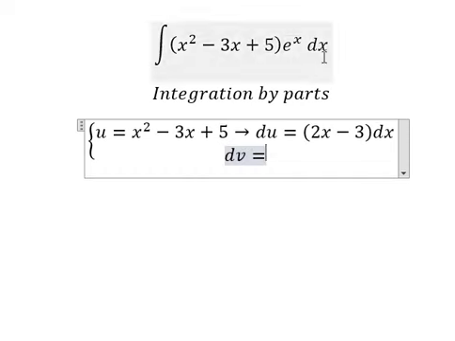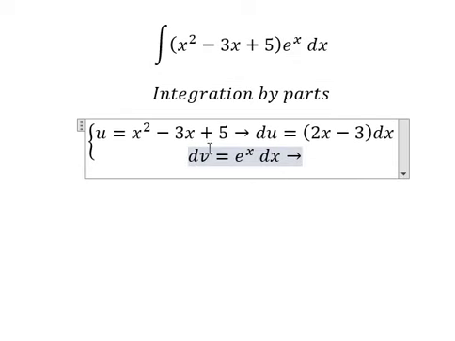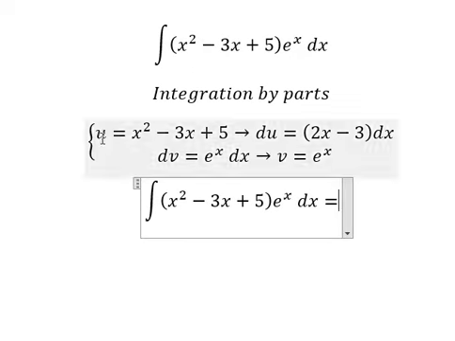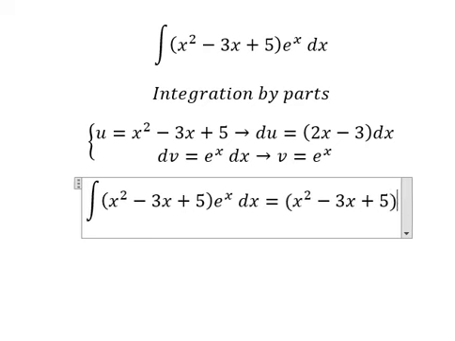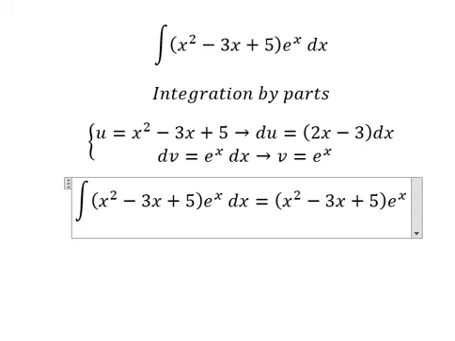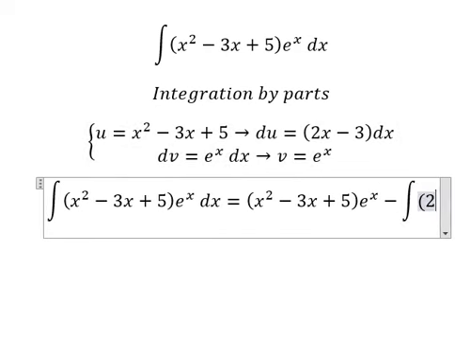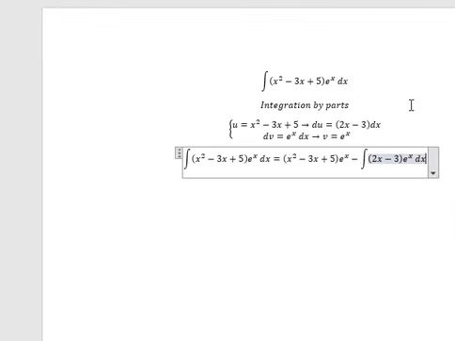dv, we have this one. The integration of this one, we have v equals to e to the power of s. So we have u multiplied by v. So we have this one multiplied by e to the power of s, minus the u multiplied by v, and we have the integration of 2x minus 3, and we have e to the power of s ds.